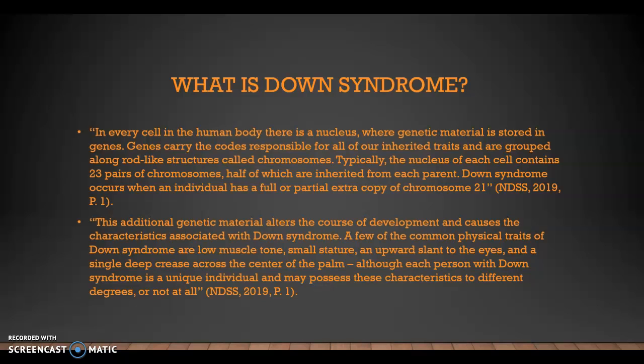Down syndrome occurs when an individual has a full or partial extra copy of chromosome 21. This additional genetic material alters the course of development and causes the characteristics associated with Down syndrome.